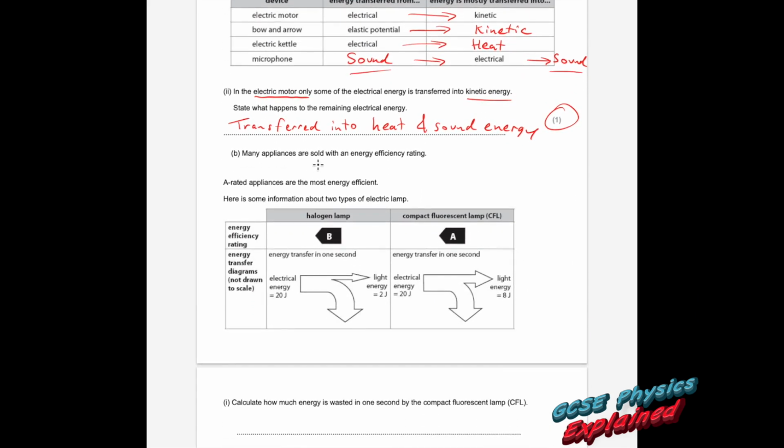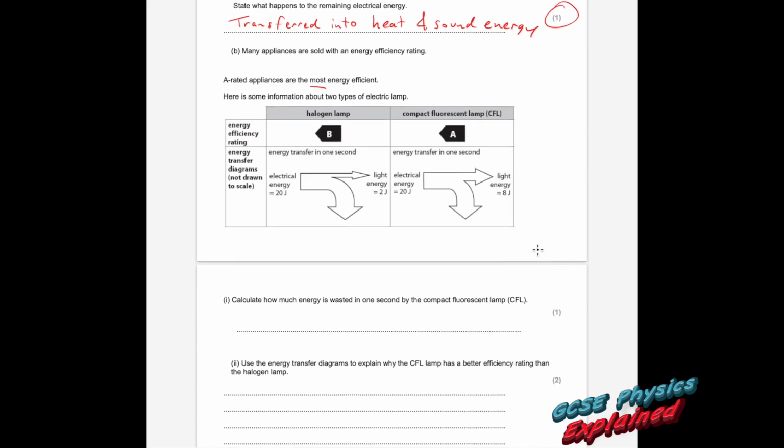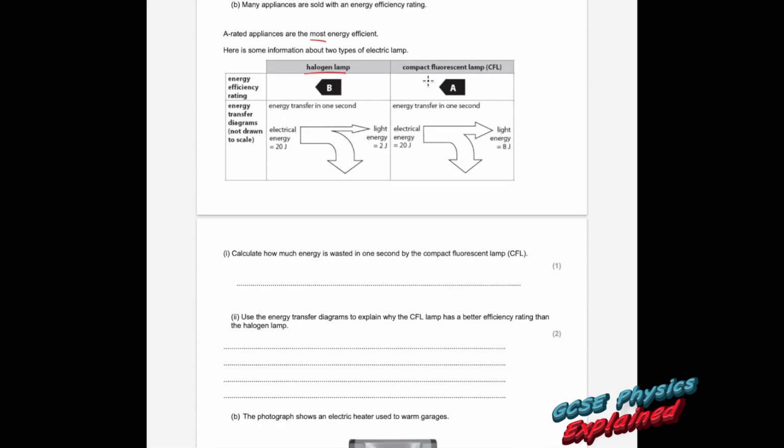Part B. Many appliances are sold with an energy efficiency rating. A-rated appliances are the most energy efficient. Here is some information about two types of electric lamp. Right, got a halogen lamp and a compact fluorescent lamp, which gets called a CFL. So you've got 20 joules of electrical energy going into the halogen lamp, and you get 2 joules of light coming out, which must mean that we've lost 18 joules, wasted.